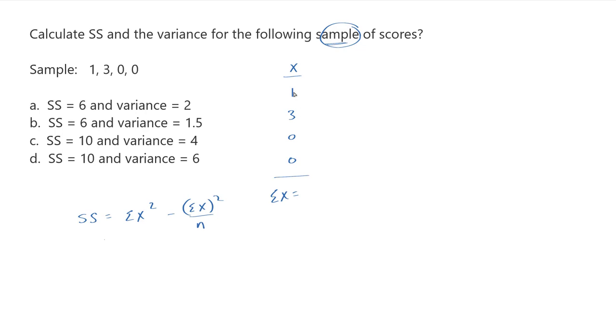So what is that? 1 plus 3 plus 0 plus 0 gives me 4. And what about my x squared values? So 1 squared is 1, 3 squared is 9, 0 squared is 0, 0 squared is 0. And when I add these up, I'm going to get 1 plus 9. My sum of x squared equals 10. So I can fill in these values.